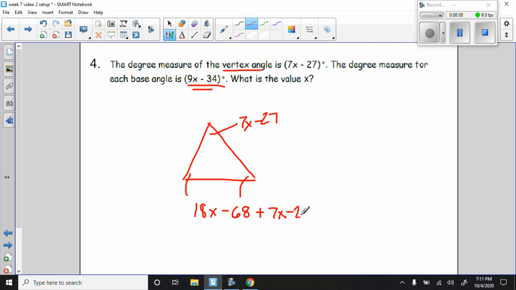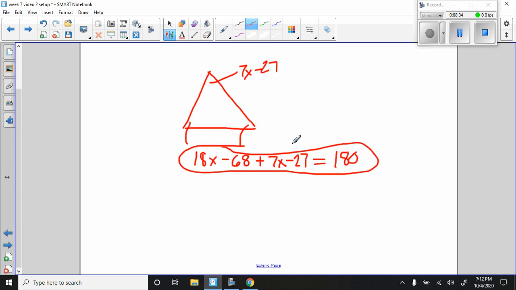Here's the reason why I was doubling that. Because now I've got to create an equation that adds up to 180 because there are three angles inside of a triangle. So double the base angle when it tells you there's more than one, because it says each base angle. That means there's going to be more than one. So this is your equation that I would use to solve for x. And then once you do that, you're done.